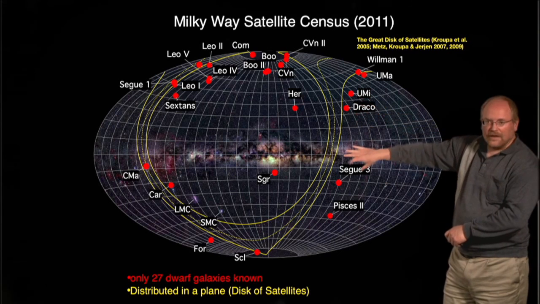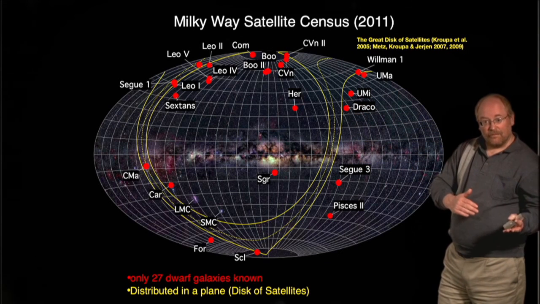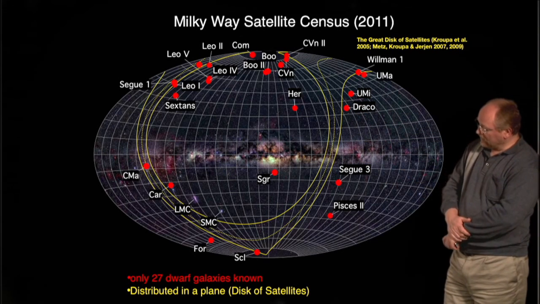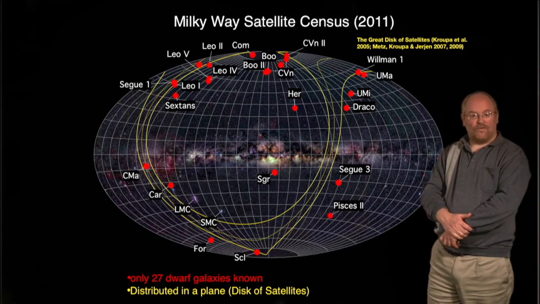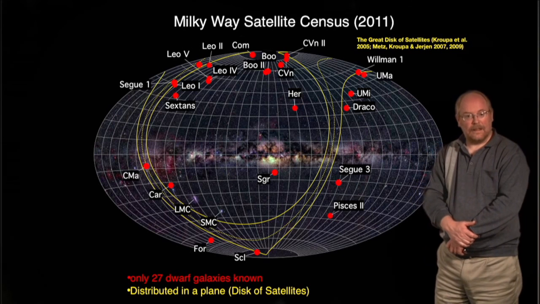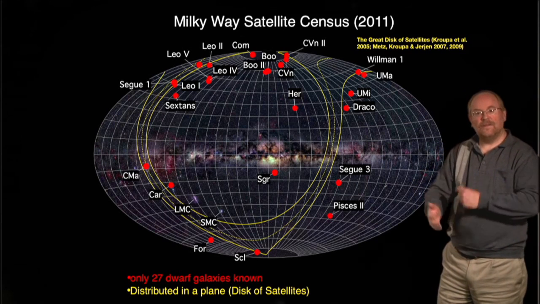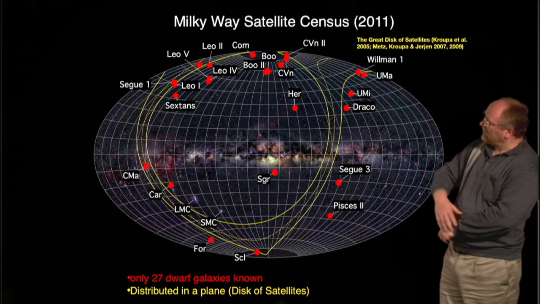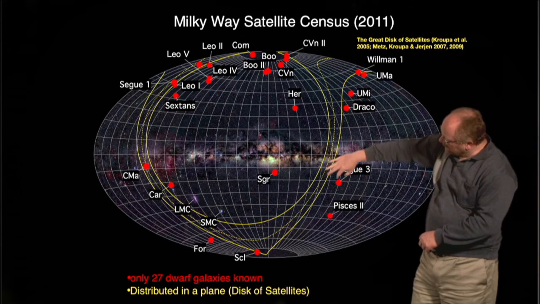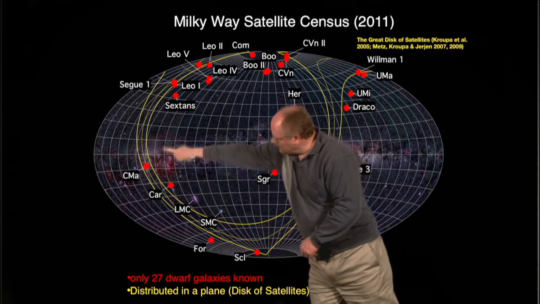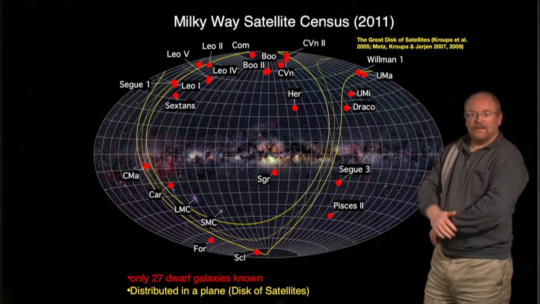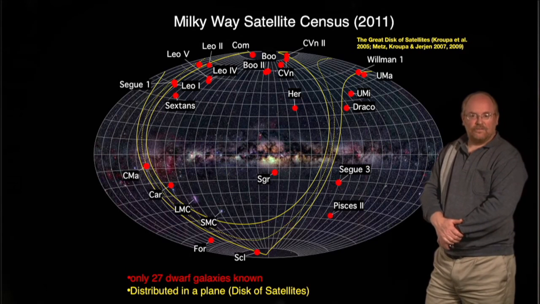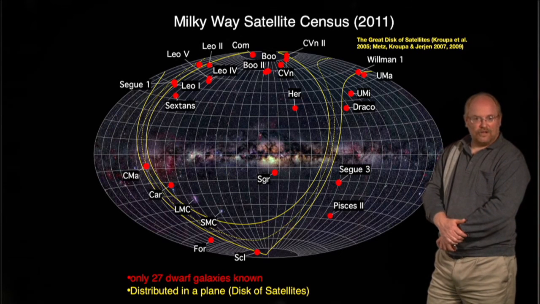What is immediately clear from this comparison between the previous slide and this one is that the numbers are vastly different. Only about 27 dwarf galaxies are known to date. And the distribution doesn't seem to be homogeneous. In fact, they are following essentially this yellow strip here, which is called the disk of satellites, an arrangement totally unexpected and not predicted by cosmology models.